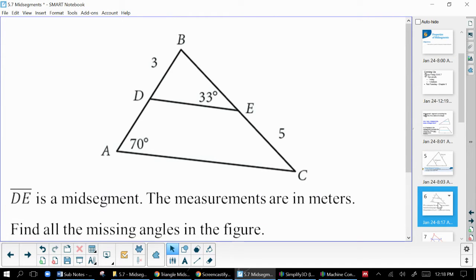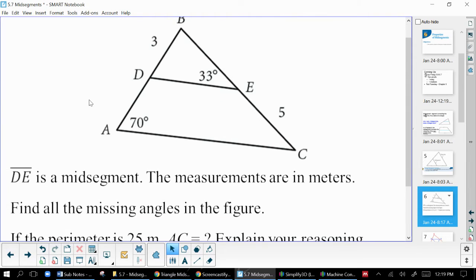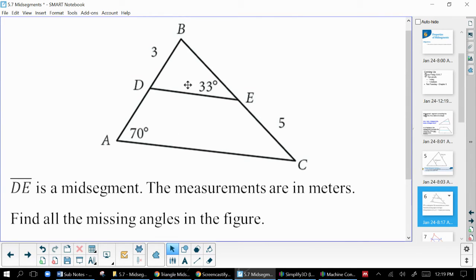So you're going to see questions like this. It says DE is a midsegment. It might not tell you that, but it might have the marks that show you that D is the midpoint. That'd be a good way to look for that. And it's saying find the missing angles in the figure. Well, the big thing is if these are parallel, then we get to use things like corresponding angles and alternate interior angles. So 70 and this angle up here is its corresponding angle, so it also has to be 70. We can use linear pairs here. If I got 70 there, I have to have 110 down here.